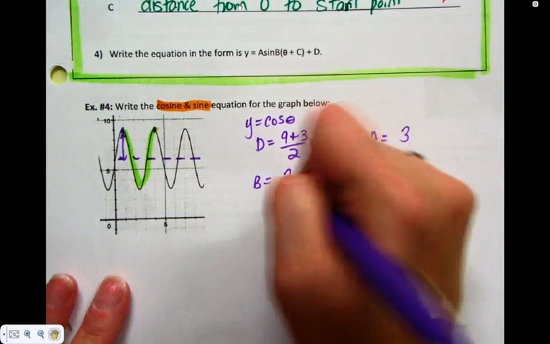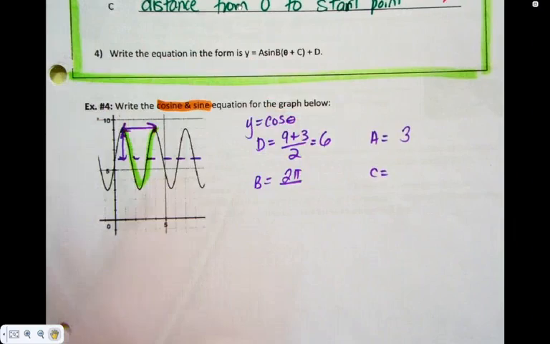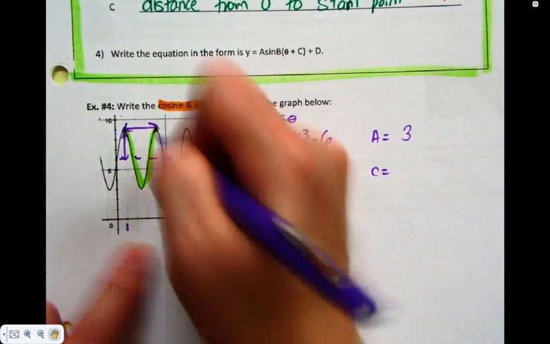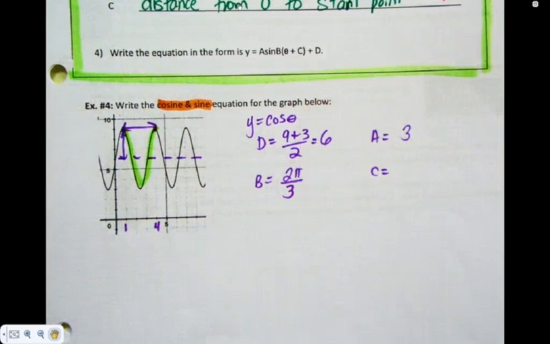B comes from 2 pi divided by the period. The period is the width of the graph, starting point to end point. So it looks like it starts at 1 and it ends at 4. 2 pi divided by 3. Coincidentally, the same as the last one. It won't always be. And for some reason, C is always the hardest. It's the one people ask me the most often.